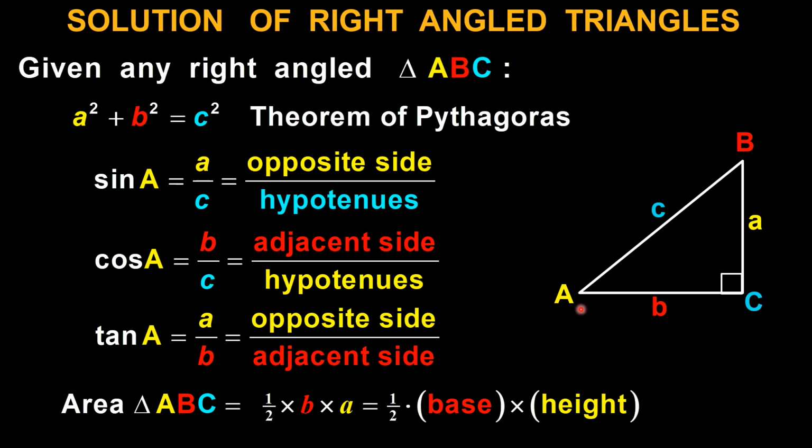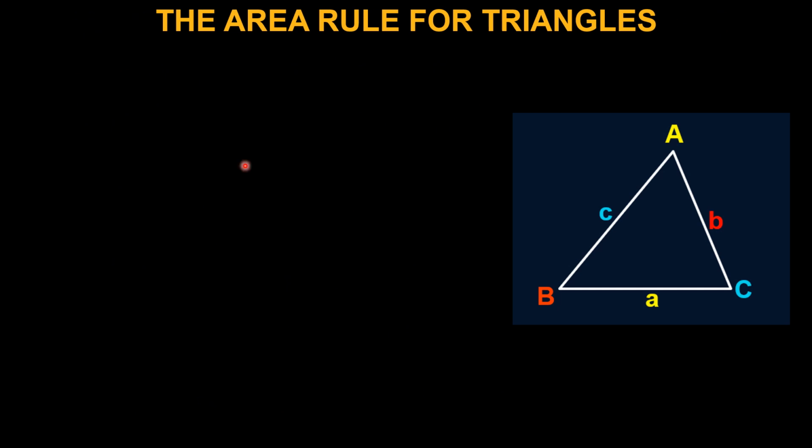The area of a triangle, in a right angle triangle, we can just use our standard formula, half base times height, where this adjacent is the base and the opposite in this case is the height there, right? So in a right angle triangle, this is what we can use for solving right angled triangles. Let's go over to triangles that are not. Let's consider the area rule for triangles here. In this case, we've got a triangle.